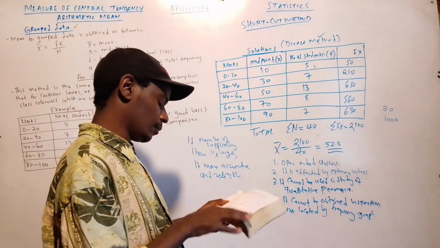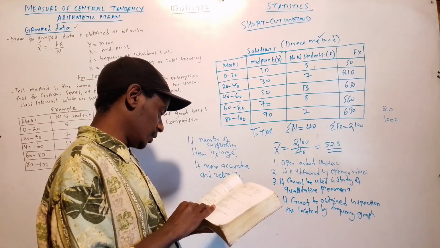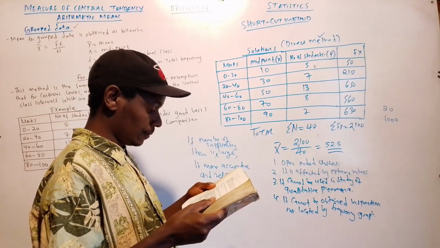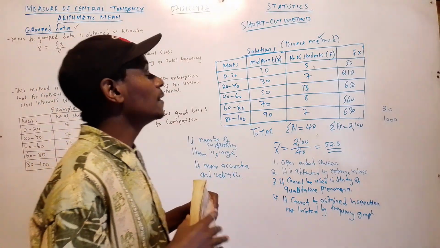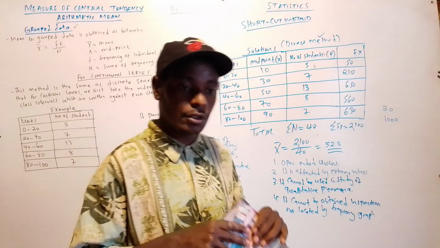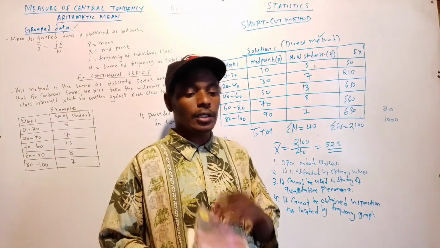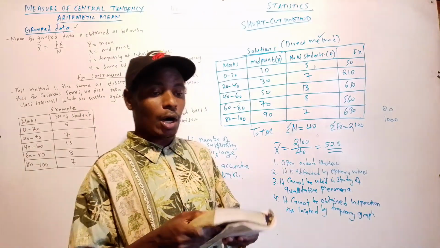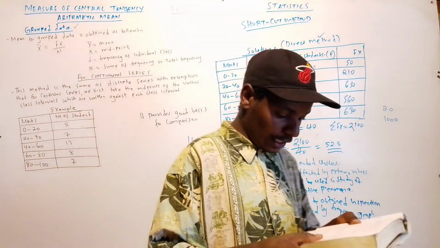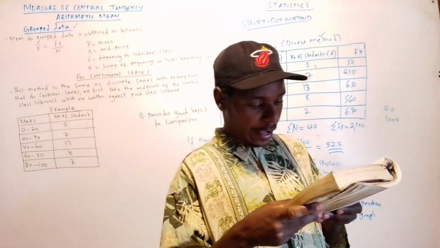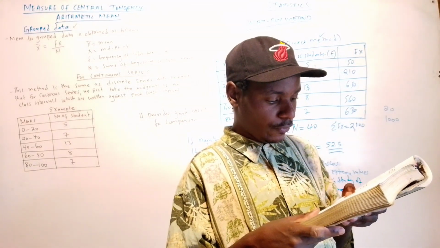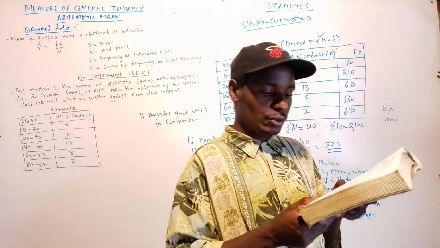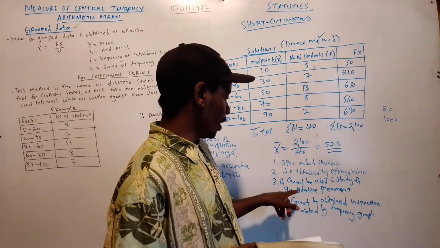So those are some of the advantages and disadvantages that we can talk about when we talk about the arithmetic mean. Let's see if we have been able to give all the disadvantages. Number one, we have said it is affected by the extreme values. That is correct.